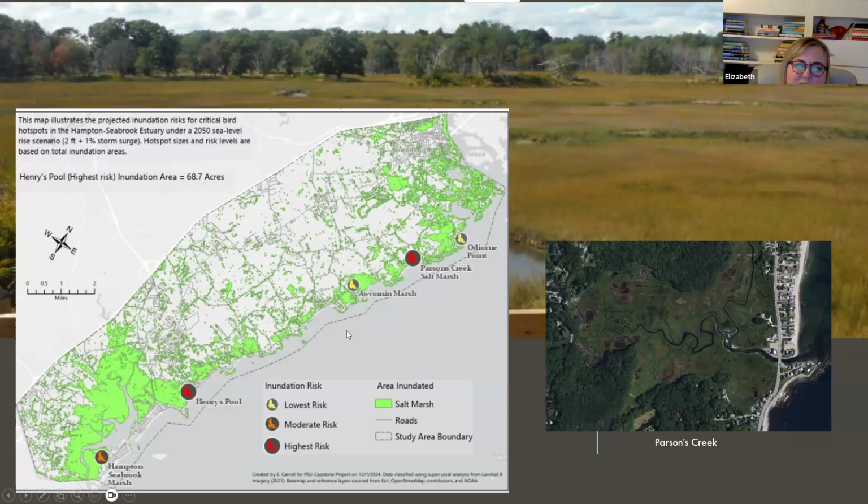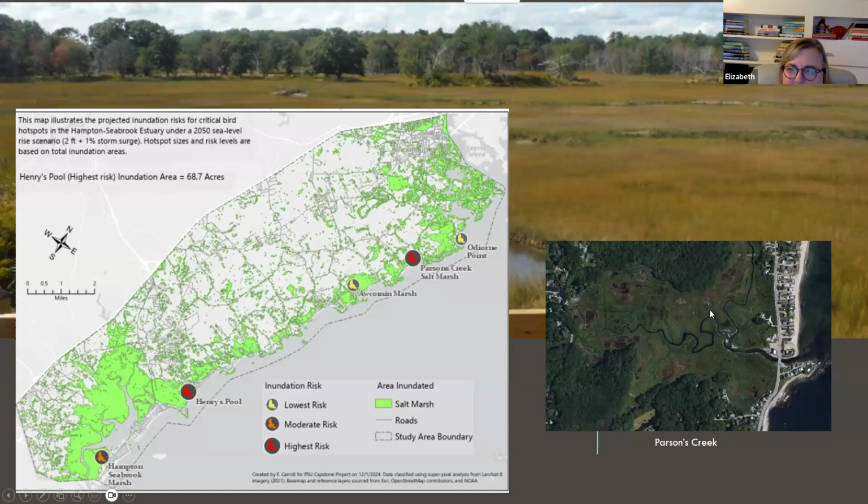So I had these two sites with the lowest risk, Parsons Creek and Henry's Pool with the most, and then the Hampton area, which was part of that more refined area, was a moderate risk. So I thought this was interesting that you have a high risk in between these two lower risk areas. And this is where I feel like it would be really helpful to have some LiDAR to show you.